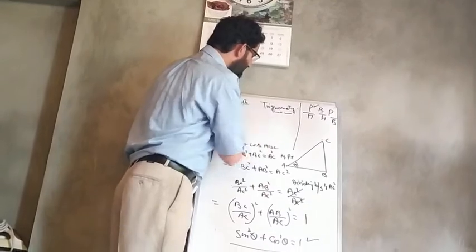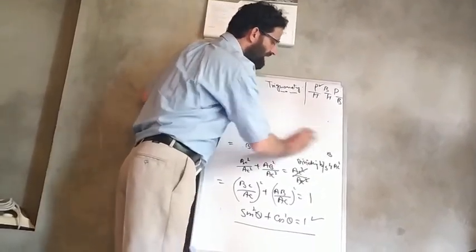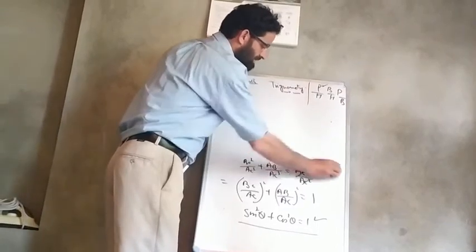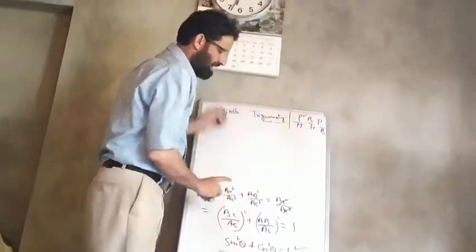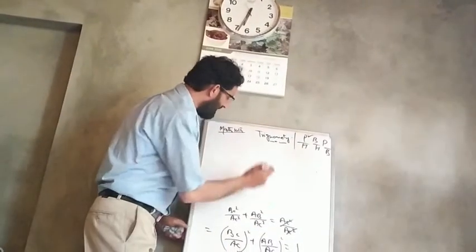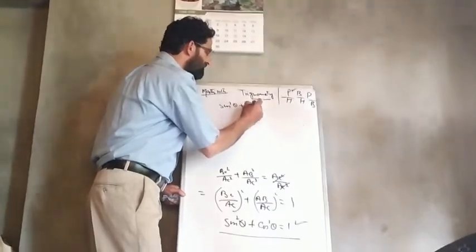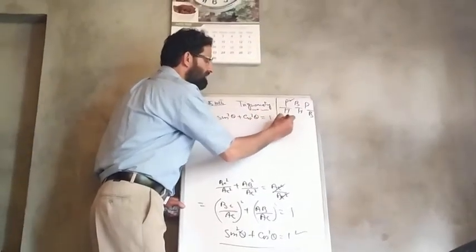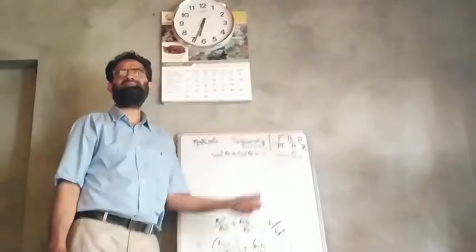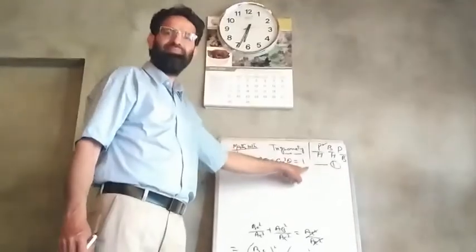Now, why is this called a fundamental identity? All other identities have been derived from this fundamental identity. That is why it is called fundamental, or we can call it basic identity. So sine square theta plus cos square theta is equal to 1. This is the first identity. Identity means the left hand side is equal to the right hand side.